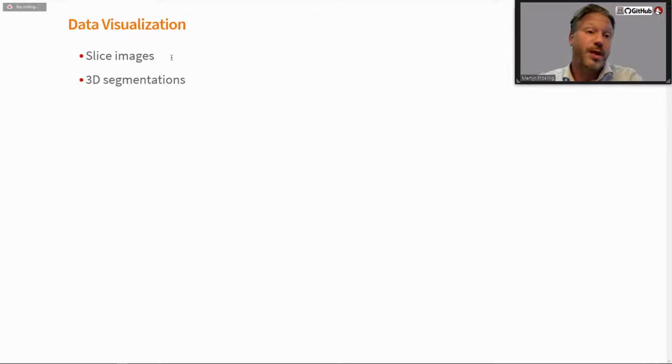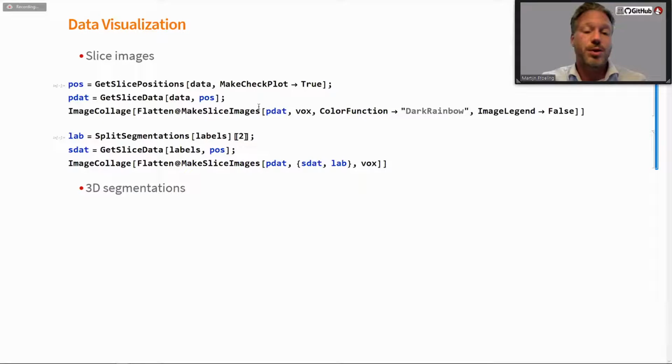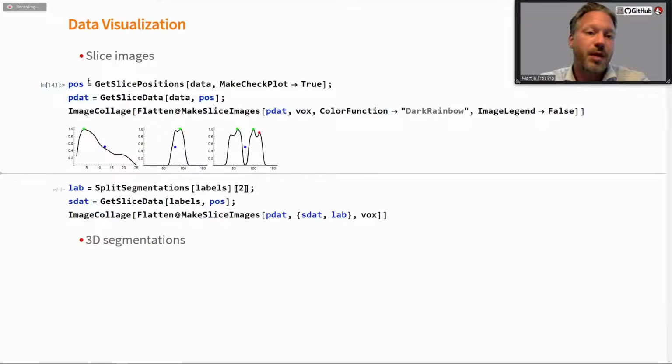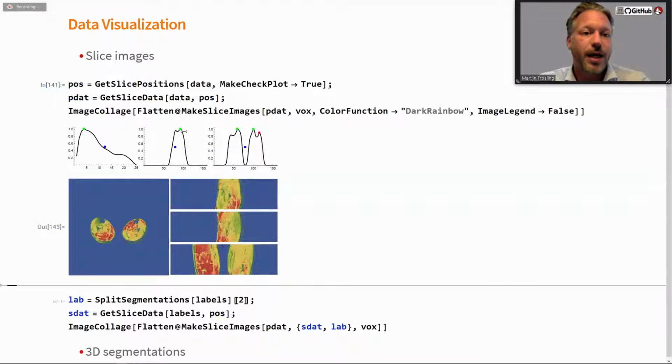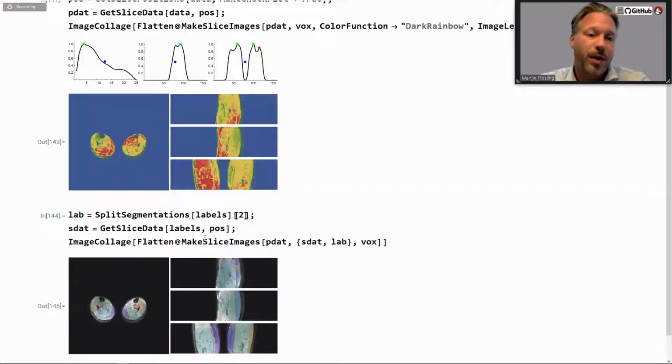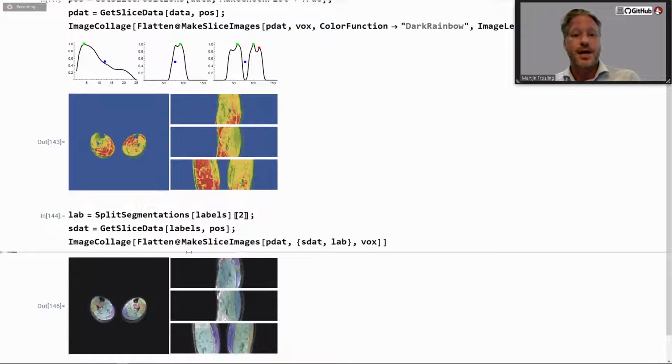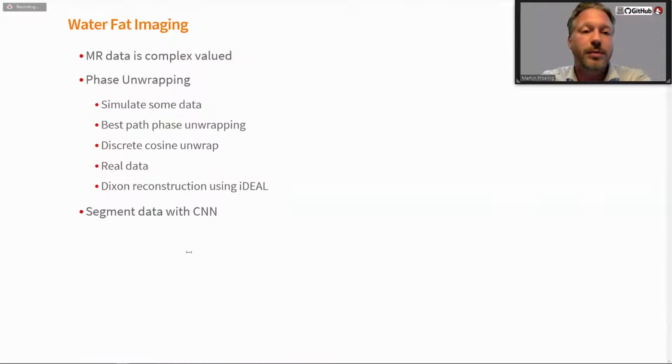So I already talked a bit about data visualization. The interactive things are nice to explore data, but of course, sometimes you also want to automate things. So we have these functions that can automatically find interesting slices in data and then make images out of it with different color bars and imaging legends, or do the same when you have segmentations, overlaying those on images. When I'm processing data, I'm constantly making automated images of the data to track the processing pipeline.